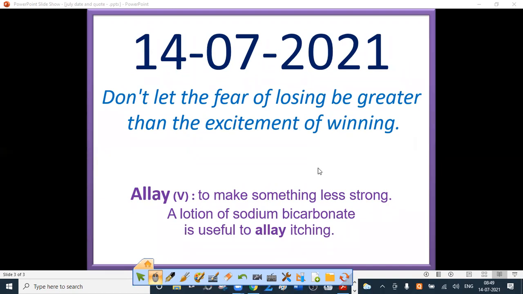Today's word is allay. To make something less strong. A lotion of sodium bicarbonate is useful to allay itching. Or we can give another example in which this word is used. Expect a breeze to allay the heat.